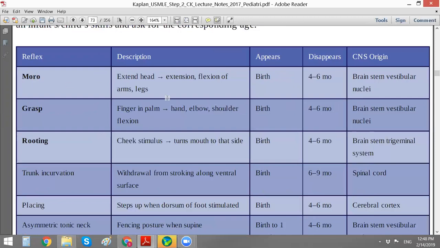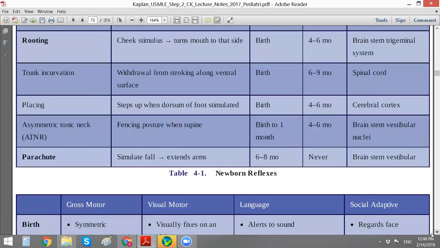Moro is head extension and extension of the arms and legs. It appears at birth and disappears at 4 to 6 months; it is brainstem vestibular nuclear. Palmar grasp is when you put a finger in the palm, and plantar heel grasp as well, with hand, elbow, and shoulder flexion, at birth, brainstem. Rooting: cheek stimulus turns the mouth to the stimulated side, birth to 4 to 6 months, brainstem, trigeminal system.